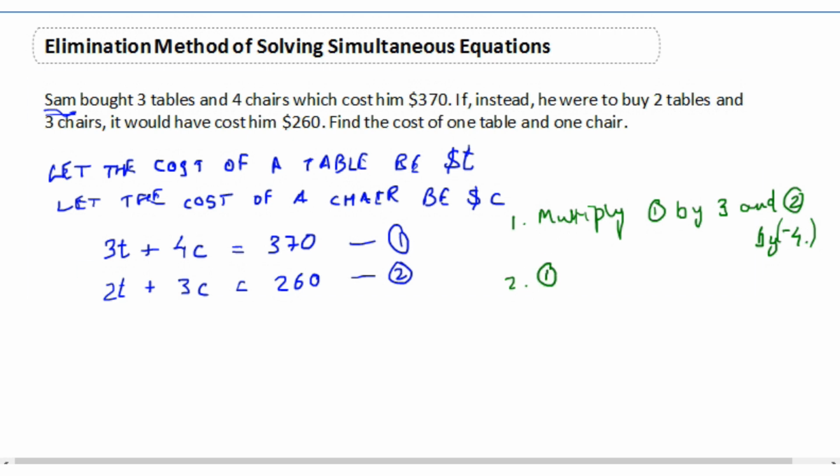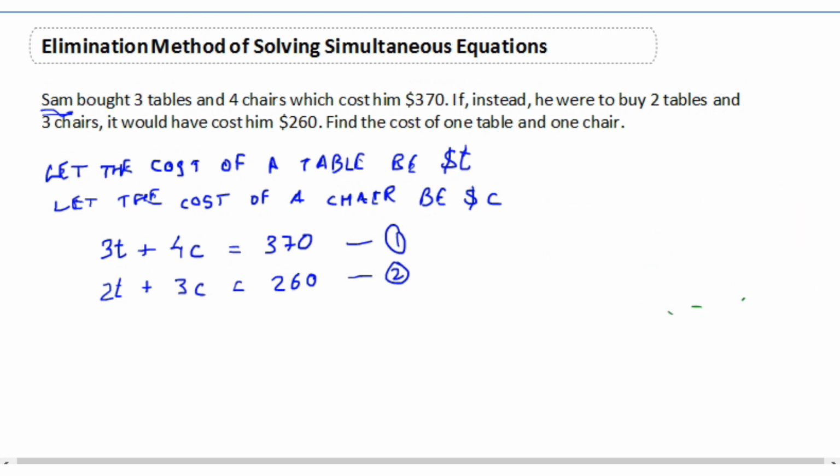So we can either do that, or we can just do the same thing again, that is multiply 1 by 3 and 2 by 4. But now instead of adding the two equations, we will subtract the equations. So add or subtract to eliminate, right? So these are the options available in front of us.